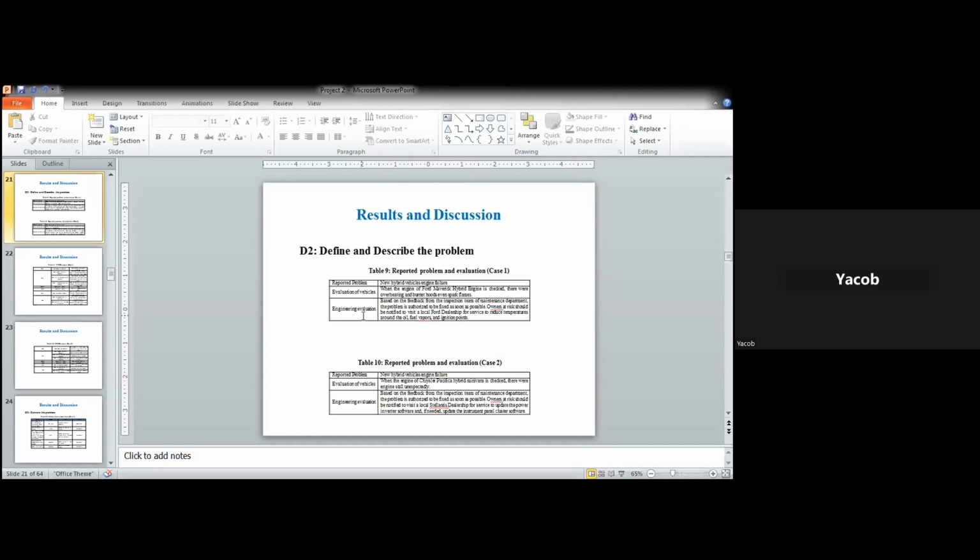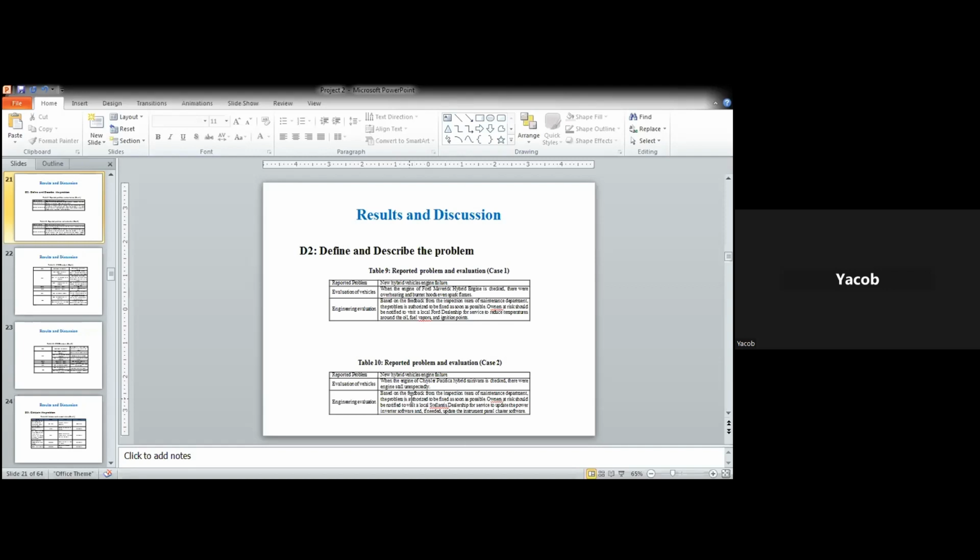Then the engineering evaluation is based on the feedback from the inspection team of our maintenance department. The problem should be fixed as soon as possible. Owners at risk should be notified to visit any dealer or service to reduce temperature around the oil, fuel vapor and the ignition points. This is for the first case.